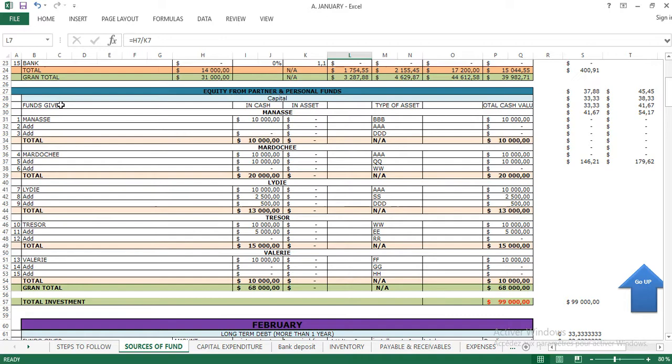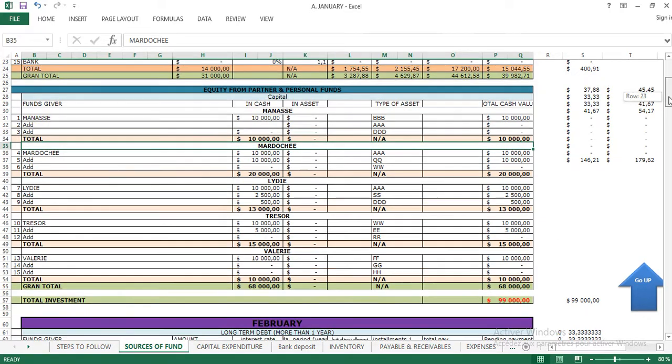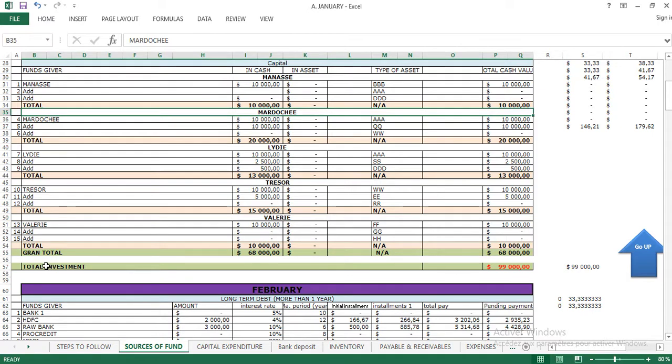Then you have equity, meaning investors, the people willing to invest. I have mentioned different names here, for instance, Manasi and Maduki and all that. They have put the money together. All right, and here you have total investments of 99K. This is the total investment.